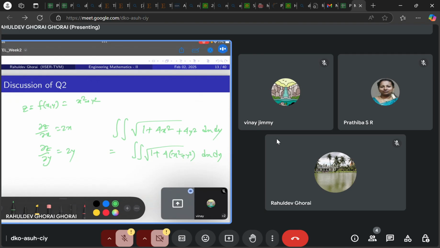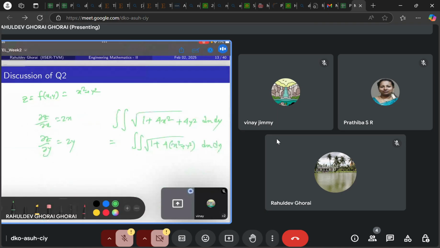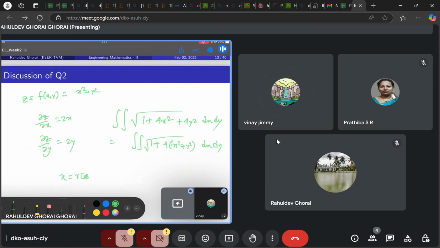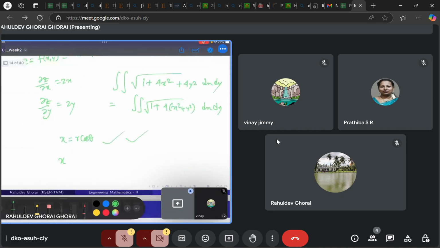Or how do you do that? Next, what do you do? That's what I'm asking. Sir, 1 plus 4r square. That is polar form, sir. Good, Vinay. Great. So I think he understood and he has done it correctly, hopefully.